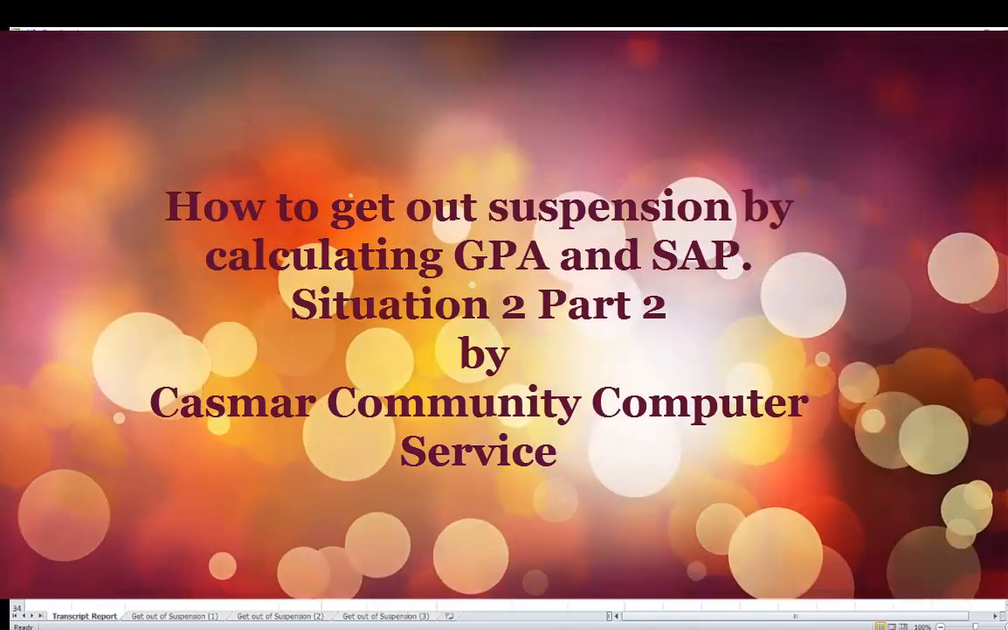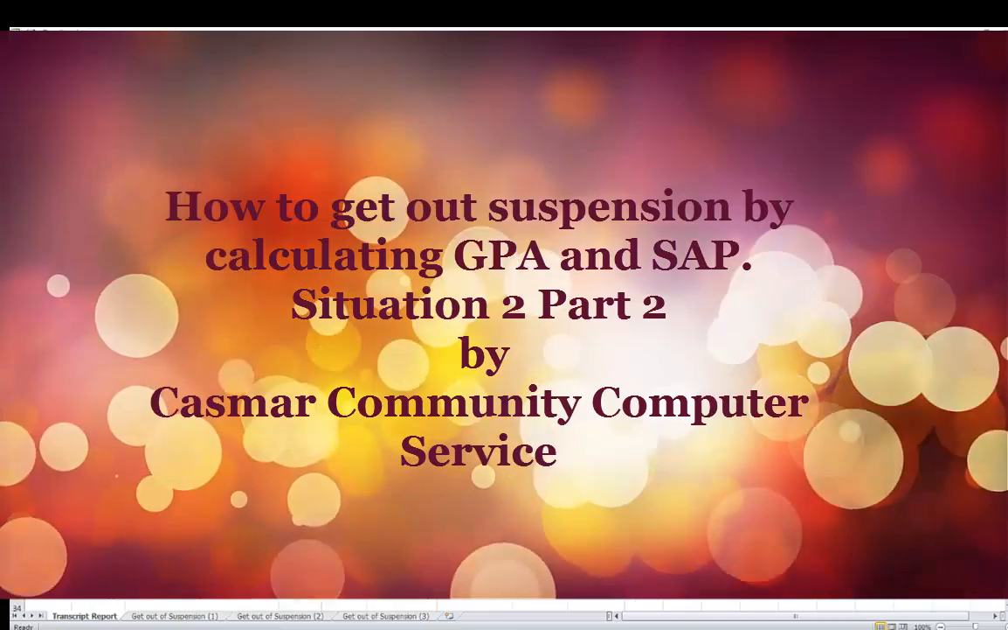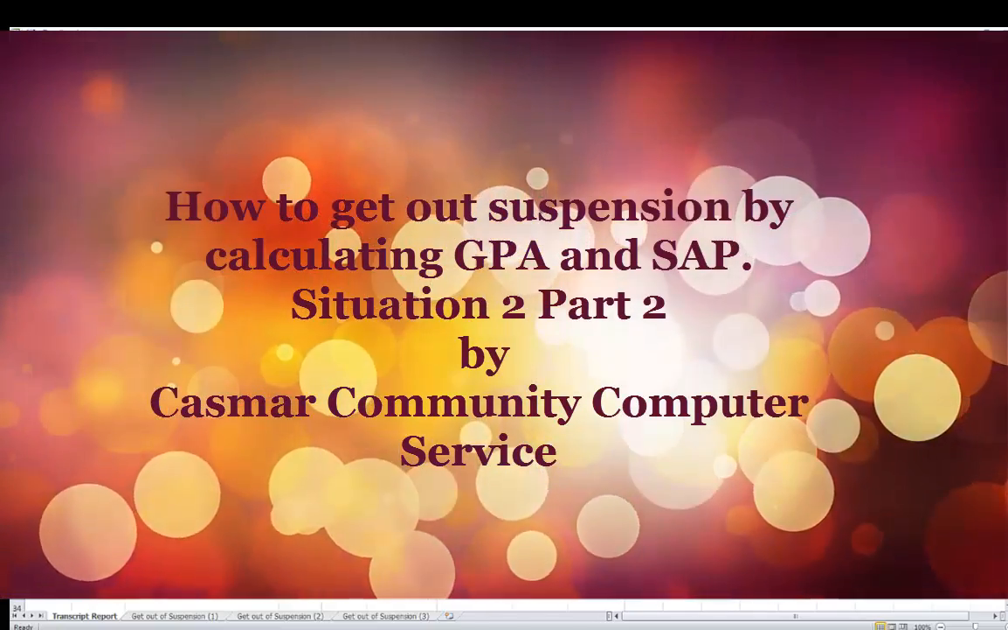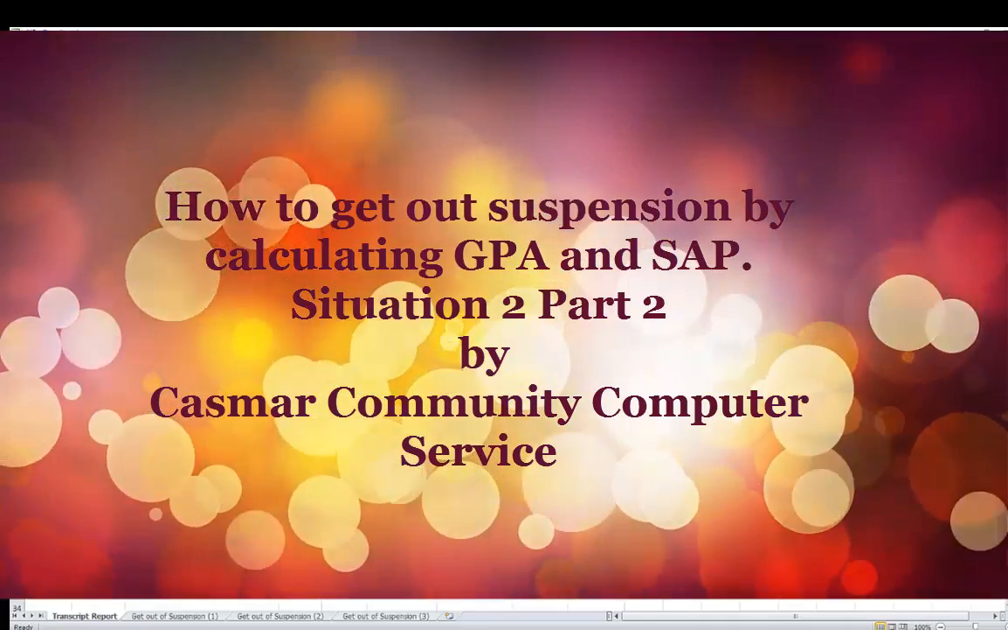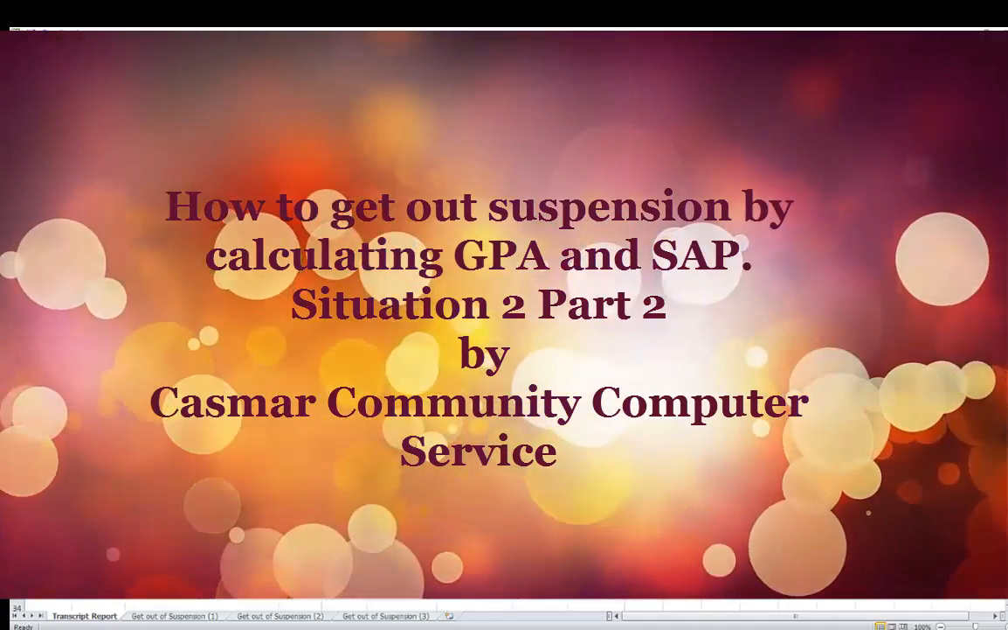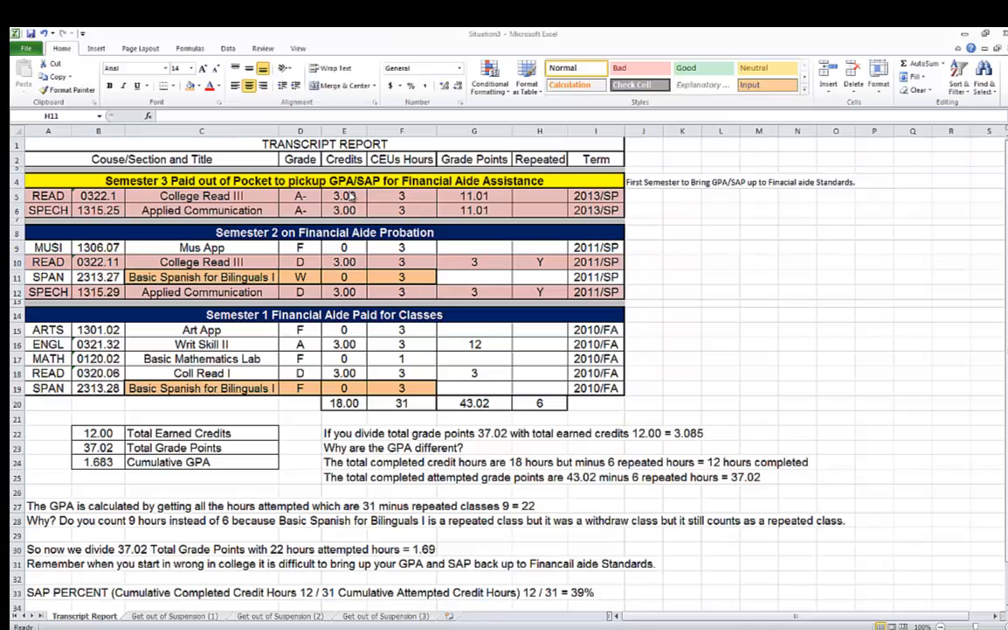Welcome to Situation 2 Part 2 on how to calculate your GPA and SAP for financial aid purposes. As you can see, this is the first transcript from Part 1, and this is the student's grade points and earned credit hours. If you divide those two, it's not the same. In Part 1, I explained exactly how we got the 1.683.